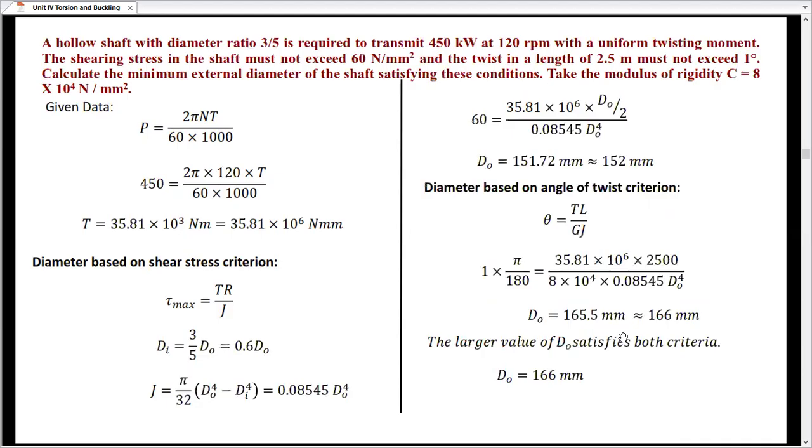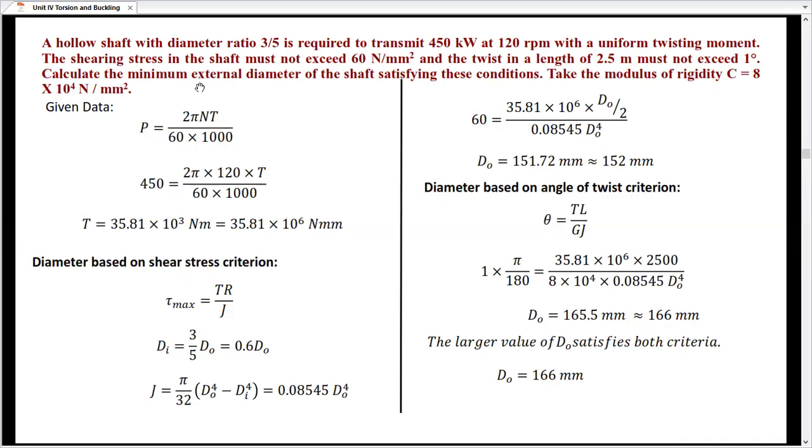Now look at the second example. Again, suppose instead of solid shaft, a hollow shaft is given. Now look at the problem statement. A hollow shaft with the diameter ratio of 3 by 5 is required to transmit 450 kilowatt at 120 rpm with uniform twisting moment. The shearing stress in the shaft must not exceed 60 Newton per mm square, and the twist in a length of 2.5 meter must not exceed 1 degree.